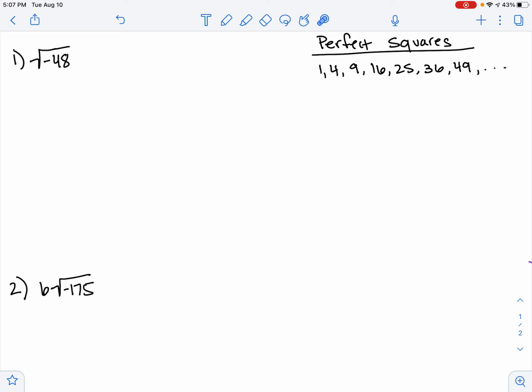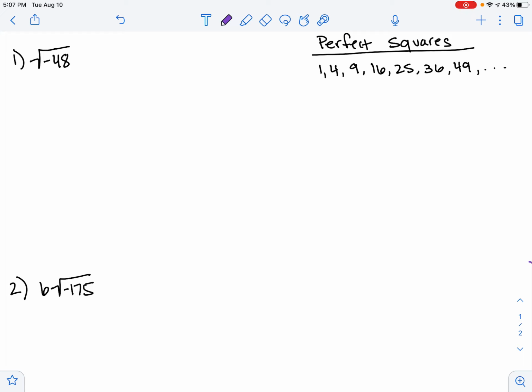Hello. In this video, I'm going to be showing you how to simplify square roots when the radicand is negative by using the perfect squares method. When you are using the perfect squares method, it's important that you know your perfect squares. So over here, I've listed the first 7 perfect squares.